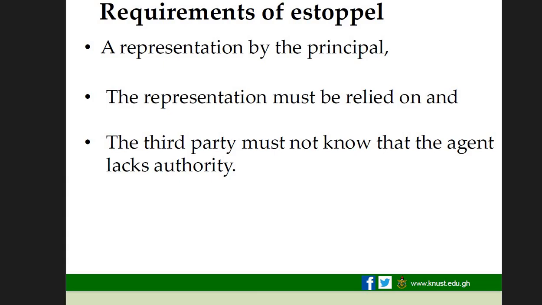So it is talking about reliance. A third party depends on that belief. It should be a document that someone outside will believe, that truly this agent has been vested with the authority to act for the principal. Then the third one is that the third party must not know that the agent lacks authority. That is, the third party must not know that the agent had no real authority.